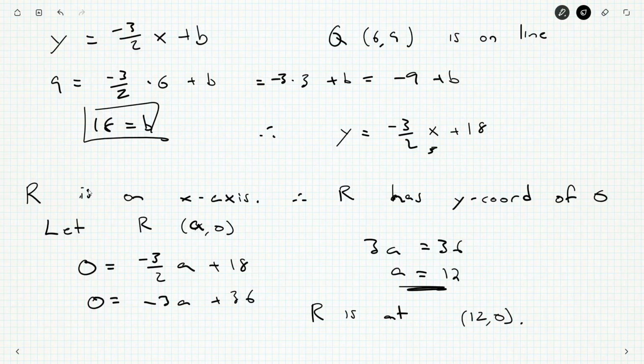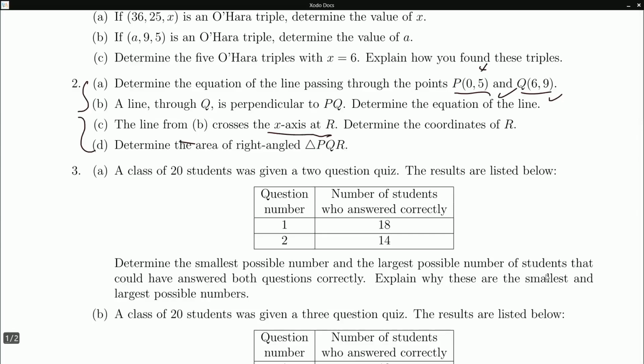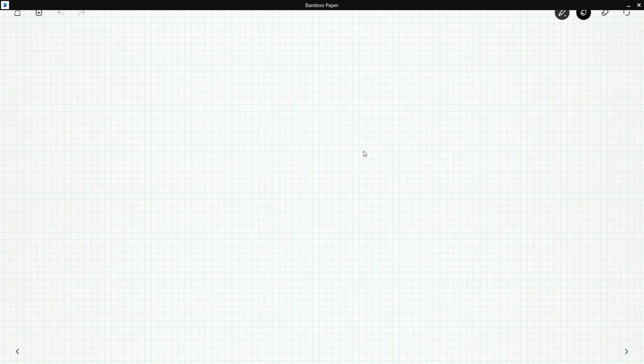Okay. Now this 12 here makes me remember P is at (0, 5) and makes me start thinking 5, 12, 13 right angle triangles. I don't know if we're going to need this, but we'll see. I'd like to draw a picture because now we have to figure out the area of a triangle. Area of PQR. So let's draw a picture here.